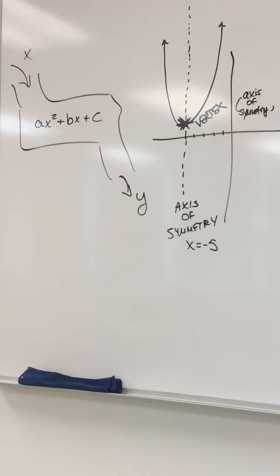First of all, you'll see here on the board we have our function machine. We have x for our input, y for our output, and the rule on the inside of the function machine is ax squared plus bx plus c.